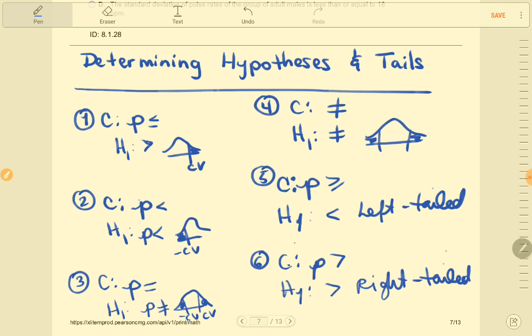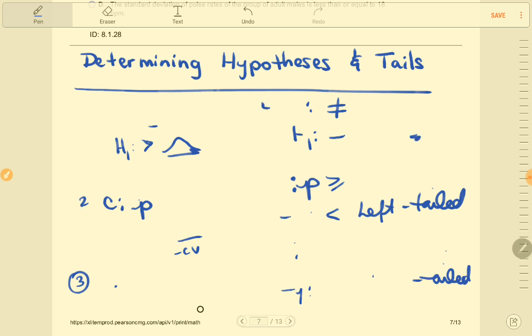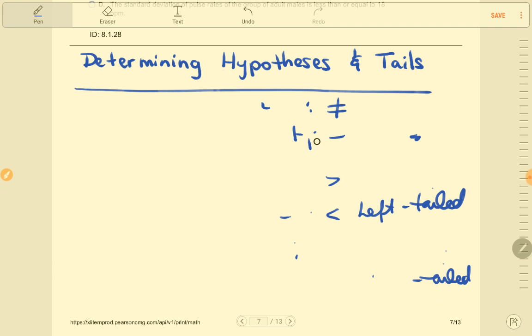Okay, so how can we summarize all this? I think the simplest way to put it is, if your claim does not involve equivalence, it automatically becomes your alternative. And if there is equivalence in your claim, then your alternative is the complement. Simple as that. Now, I've only given you examples involving a claim about a proportion, but there are other types of tests we can do.